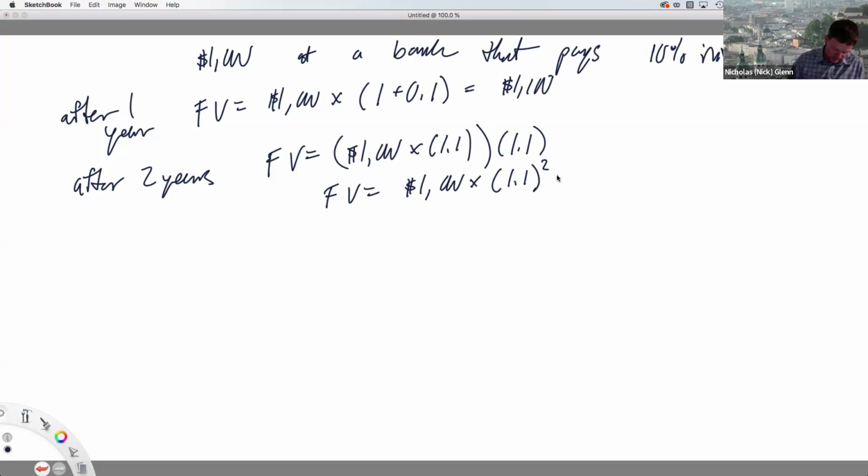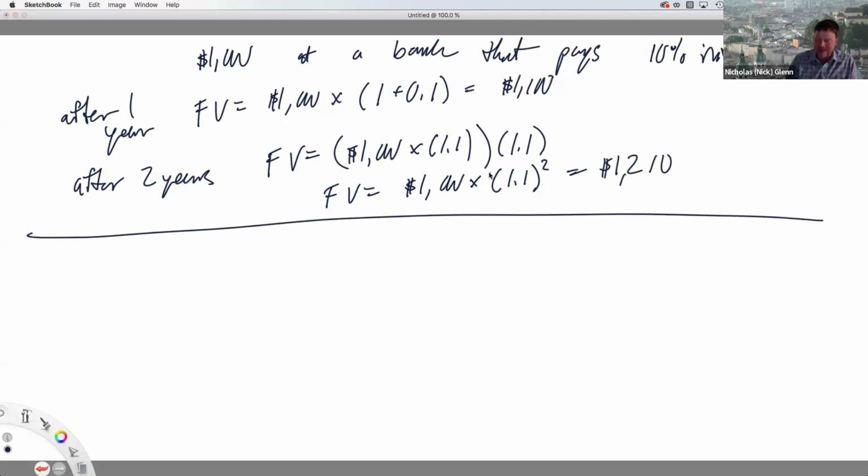1,000. 1210, yeah. Okay. And then so on. If you kept it in there a third year, you'd have to multiply this amount by 1.1. Or you could say it's 1,000 times 1.1 raised to the third. All right. So the same thing happens when you're discounting a future value.